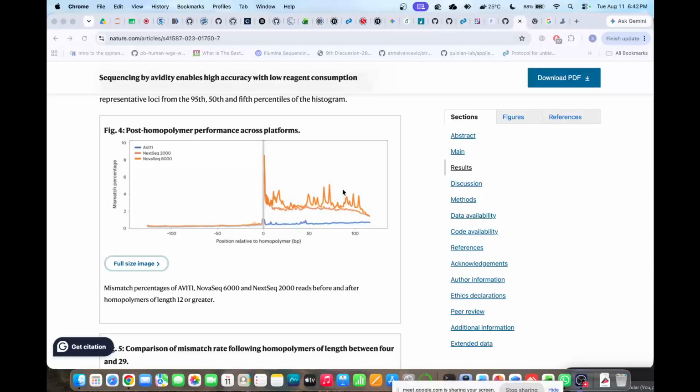So the NextSeq and the NovaSeq, these are Illumina technologies. You can see the mismatch percentage is quite higher across homopolymer regions, while with sequencing by avidity the homopolymer mismatch rate is quite low. So this is also one of the USPs of this particular technology, that you can get decent, good accuracy for the homopolymer lengths using sequencing by avidity compared to Illumina or something like that.